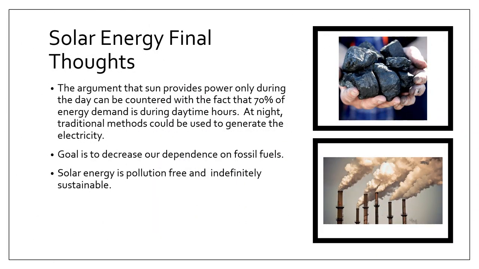So the argument, what's going on in the world? The sun provides power only during the day, because we have 12 hours of day and 12 hours of night. So we can get only about 12 hours, actually like 8 hours or so, depending on the season. Another thing is that 70% of the energy demand is during the daytime hours. At night, traditional methods could be used to generate the electricity.